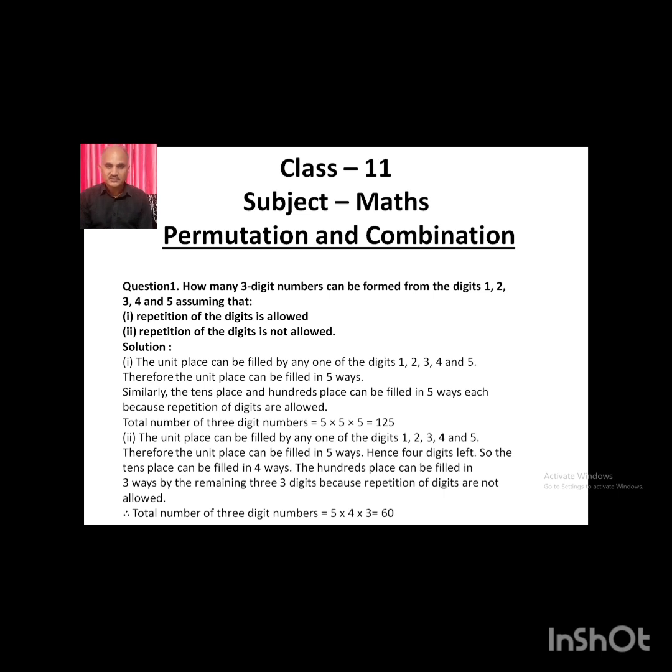What is permutation? Permutation is an arrangement. The set of things that can be ordered in different ways is called permutations, or we can say taking some or all objects at a time is called permutations. It is represented by nPr, that is n factorial upon n minus r factorial.